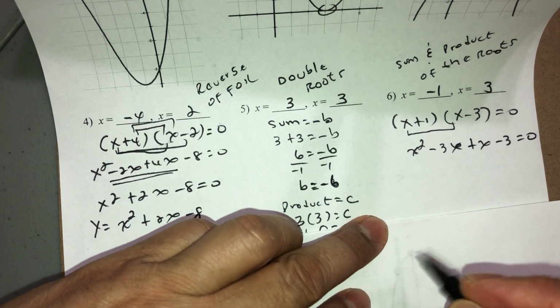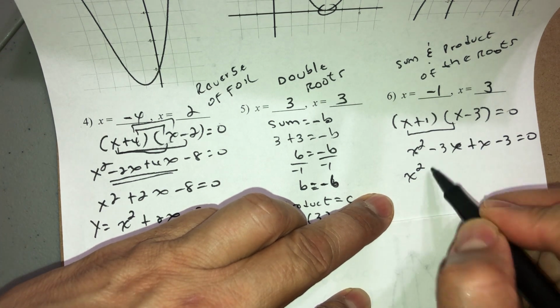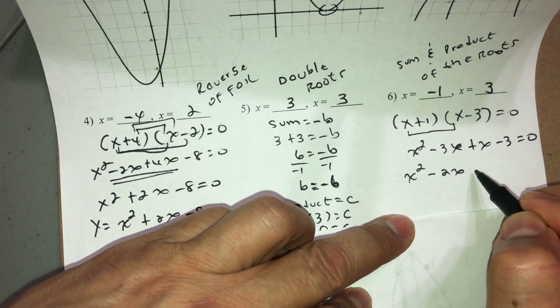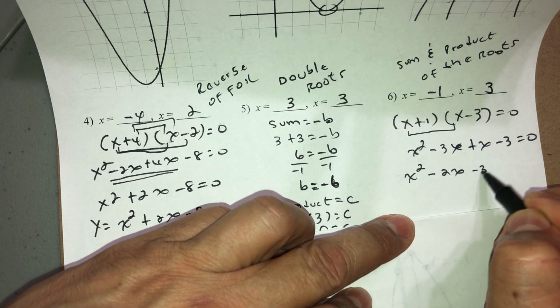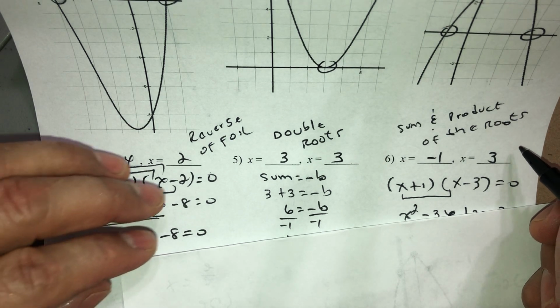Now, x squared, when I add these two, negative 2x, minus 3 equals 0.